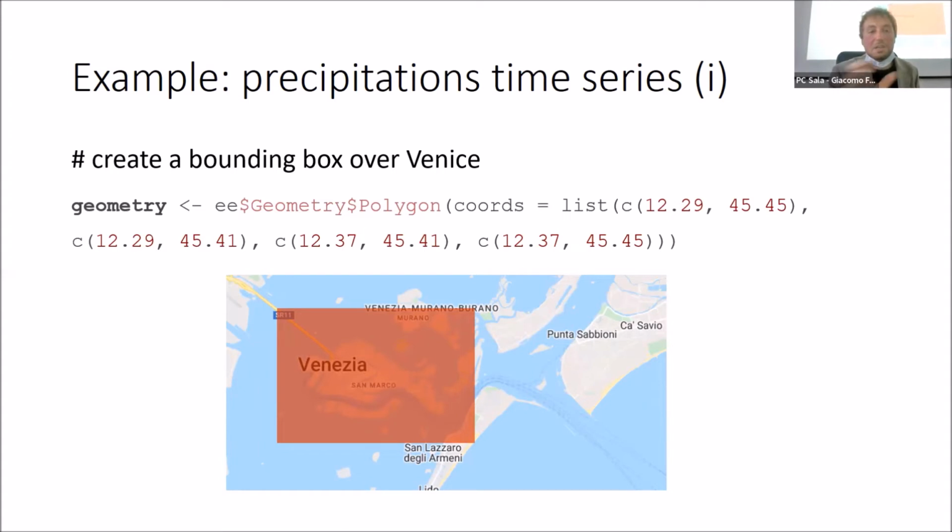With EE, you see the EE operator is the beginning of every Google Earth Engine function. Since we are creating a geometry, it will be ee$Geometry$Polygon. This is a way to create a bounding box, basically.